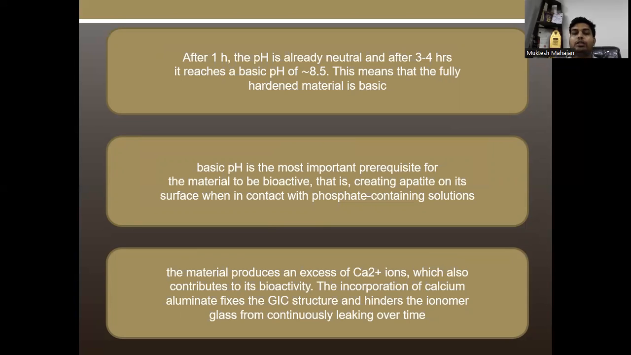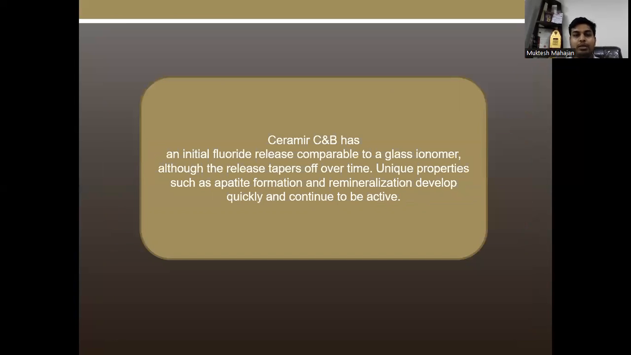The incorporation of calcium aluminate fixes the GIC structure and hinders the ionomer glass from continuously leaking over time. Ceramir C&B has an initial fluoride release similar to glass ionomer, although the release tapers over time. The unique properties such as apatite formation and remineralization develop quickly and continue to be active.